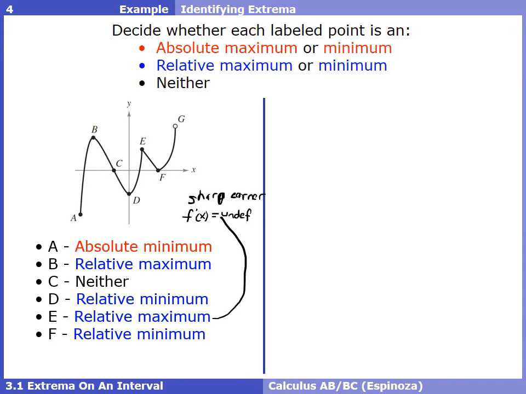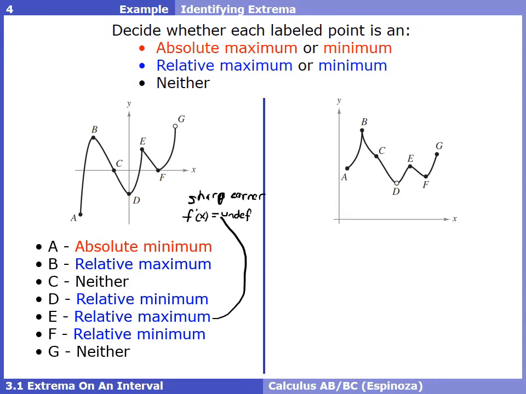So what about point G? Point G, if it was filled in, looks like it's the highest point of our graph. But point G is not filled in. Point G just doesn't exist. It's a hole. So can we have maxes or mins when there is no point? Well, we can't. So point G is just neither. Okay, great. Let's take a look at another example.